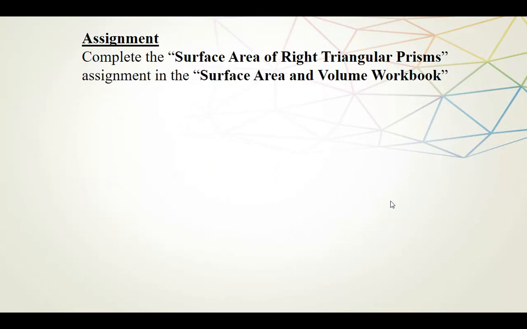Okay, so you can complete in the surface area and volume work booklet the assignment called surface area of right triangular prisms. And then in the next lesson, we'll talk about calculating the surface area of a right cylinder.